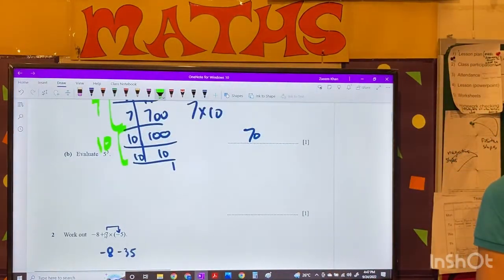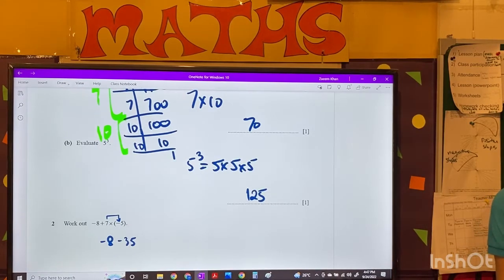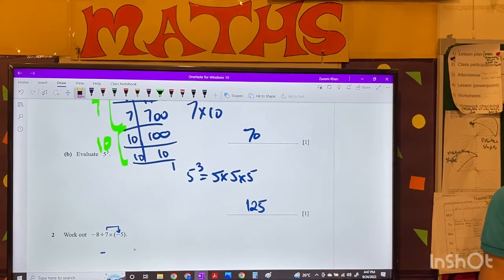We have 5 cubed now. 5 cube is a simple answer. If you're not familiar with cubes, multiply 5 into 5 into 5, or if you know it, it's 125. 5 cube simply means 5 into 5 into 5.